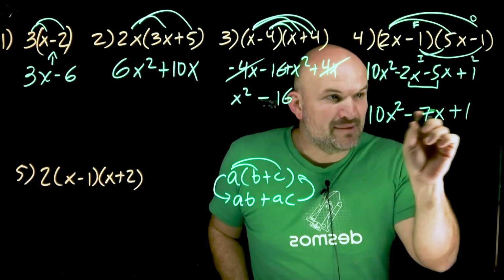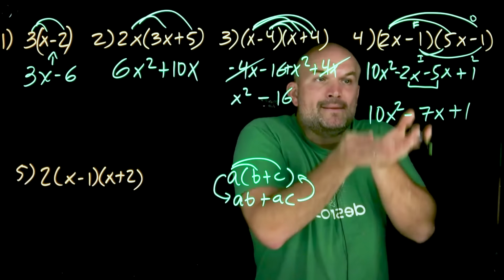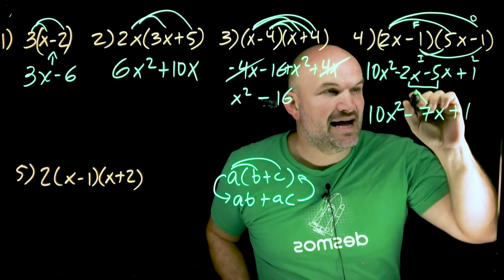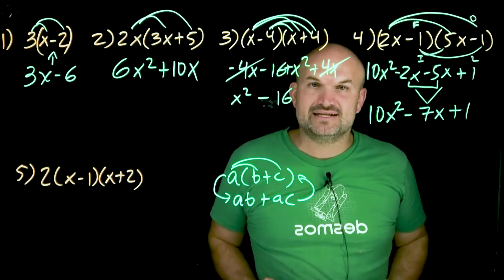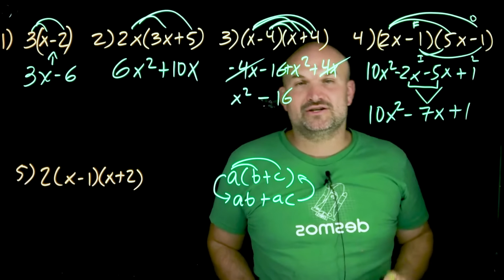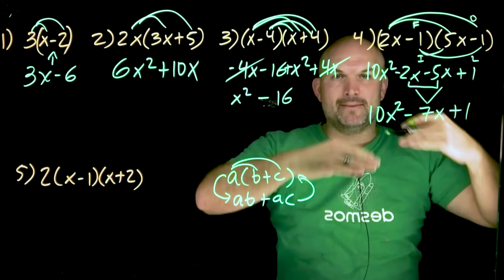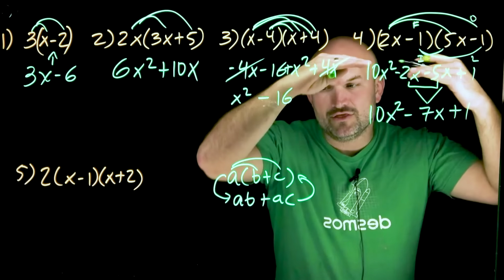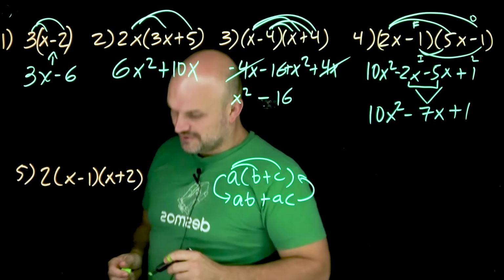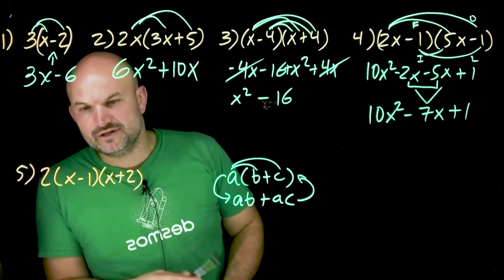Notice a 10x squared minus 7x plus 1. If I was to work my way backwards, notice how -7x, I can break that up into a -2x and a -5x. Then I can factor things out. It's just a very important concept of this idea of distributive property, and factoring is just going to be the reverse of that.